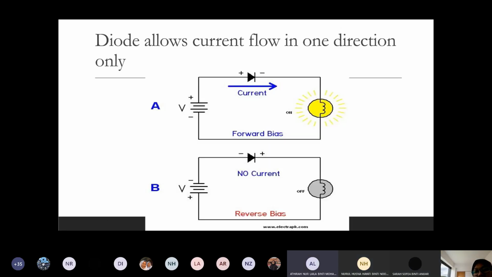So positive terminal to positive terminal. Okay, bagus maksudnya apa? This is forward bias. So light. Okay, awak kena tahu ni macam mana. Okay, itu selalu soalan keluar dalam pre-test kita nampak.